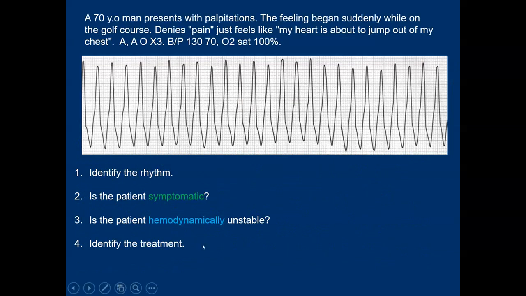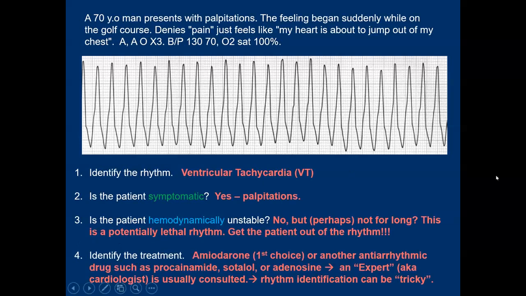A 70-year-old presents with palpitations. The feeling began suddenly while on the golf course, denies pain, feels like the heart is about to jump out of their chest. Again, we have awake and alert, 130/70, SAT of 100%. Now, when we look at this, hopefully you identified that this is ventricular tachycardia. The patient is symptomatic. They have palpitations. And are they hemodynamically stable? No, but perhaps not for long.